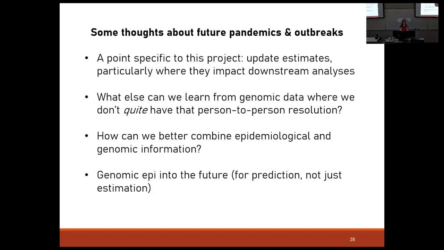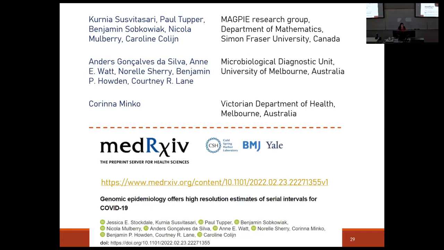And even more widely, this is a super broad idea that I wanted to finish on, that I would really like if we could use genomic epidemiology more in prediction settings than just estimation. And this is something I've been thinking about with other folks in the Magpie group at the moment. And yeah, I guess I'm out of time, but I just thought I'd finish on that as a more perspective point.